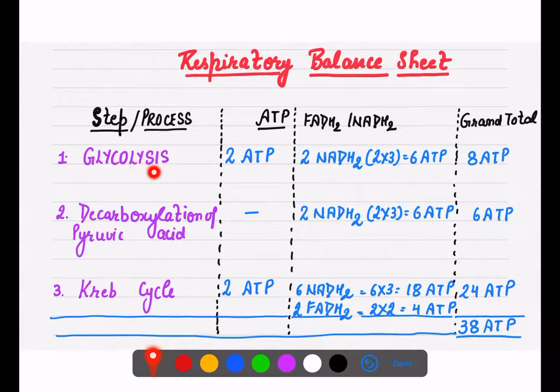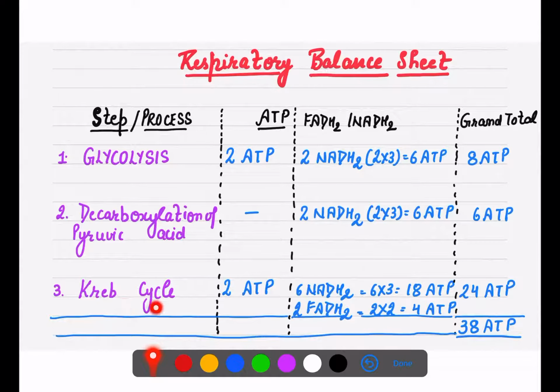Glycolysis. In glycolysis we talked about, and here is the intermediate step, the pyruvic acid. From pyruvic acid we formed acetyl coenzyme A, CO2 was released there, and then the Krebs cycle. We will not talk about ETS here because ETS is not directly involved in ATP synthesis. So how much ATP did we get from glycolysis? Directly 2 ATP were synthesized in glycolysis. And in decarboxylation of pyruvic acid, there was no ATP, it was NADH2 which was synthesized.